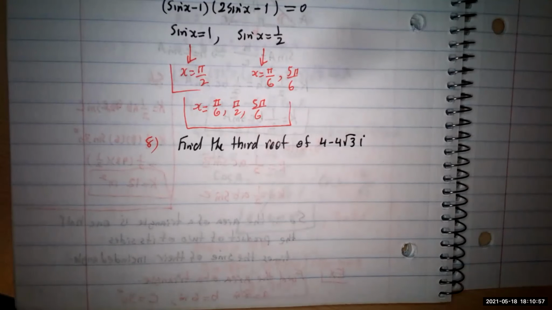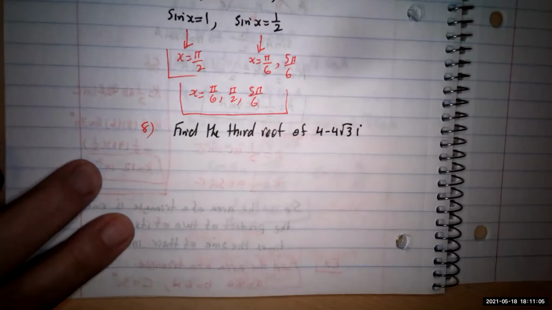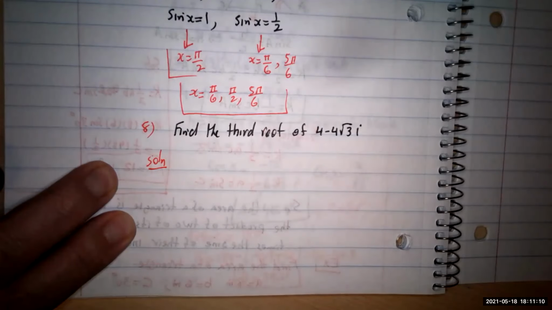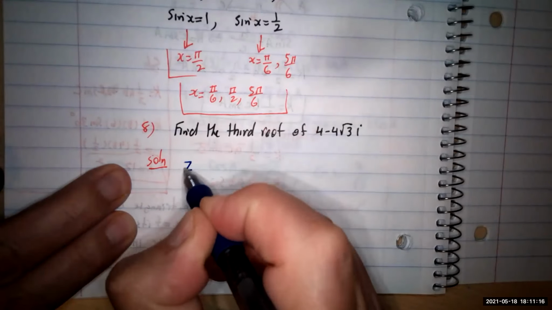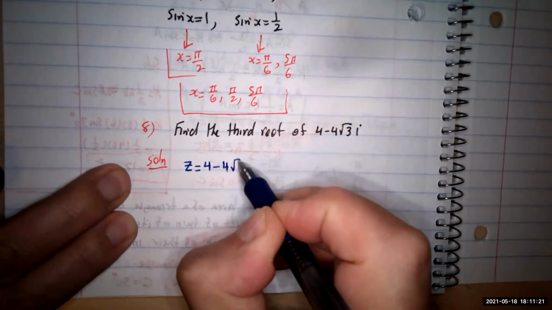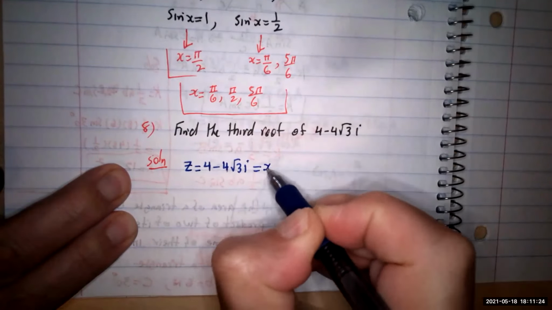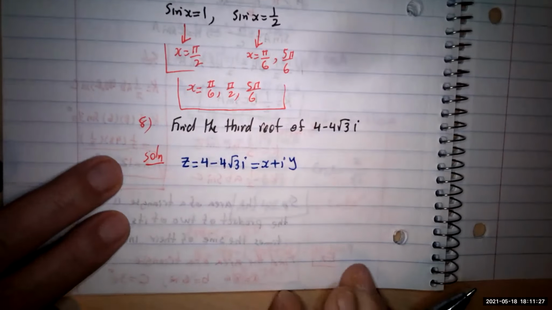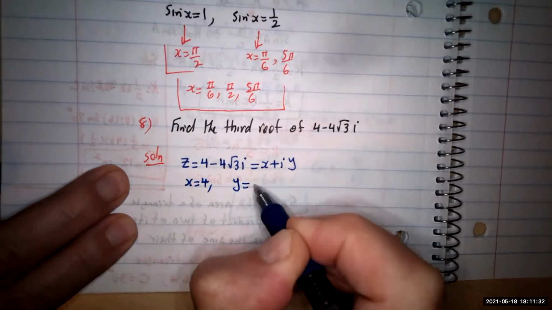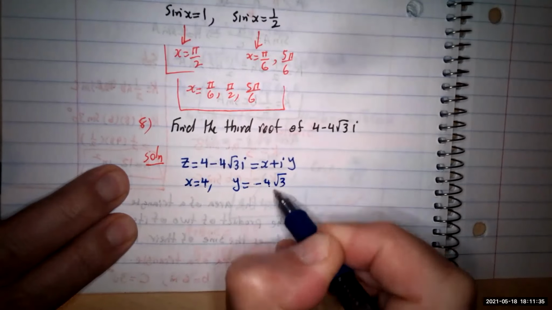We already talked about the formula. We have to change it to the polar form, and we have the third root formula, and we substitute to get the result. So change it to the polar form first. You have to carefully change it. This is going to be z equal to 4 minus 4 radical 3i. You call it x plus iy, so x is equal to 4, and y is equal to negative 4 radical 3.